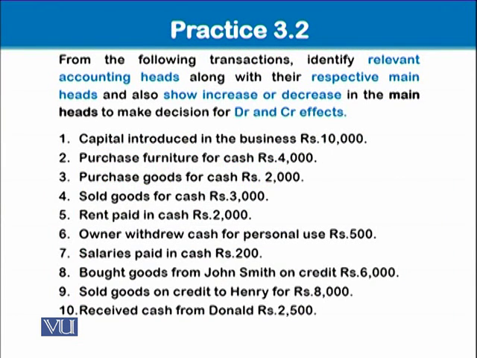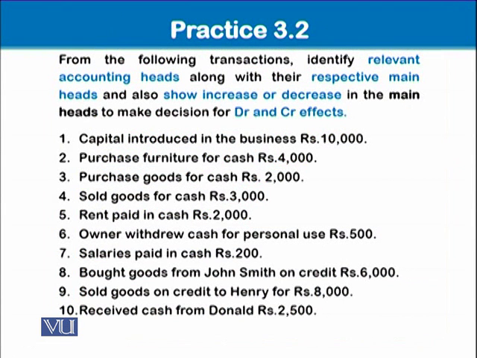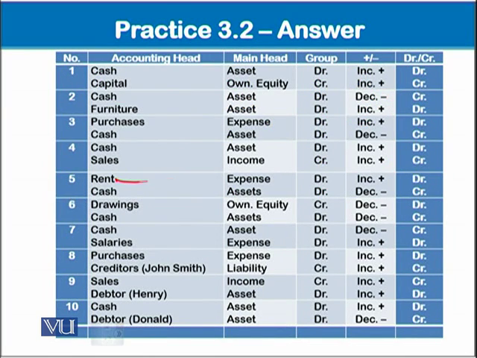Well, next comes sold goods for cash. When we see sold goods for cash, there is cash and sales. Cash is asset, debit group, increasing, debit. Sales is income, credit group, income is increasing, credit. Okay, next comes rent paid in cash, rupees 2,000. Let's see, rent is expense, debit group, expenses are increasing, analyze it as debit.